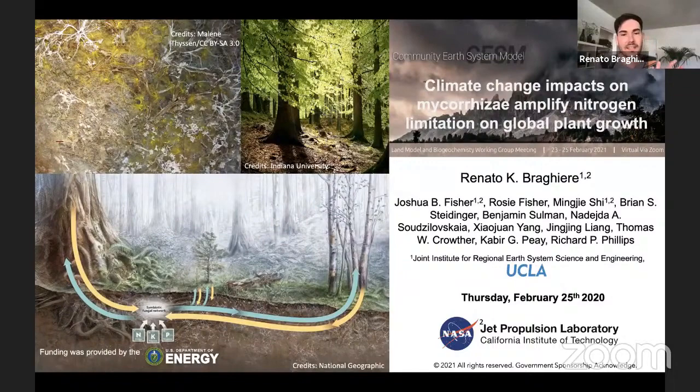Okay, thanks, Danica. Thanks for having me. My name is Renato Braghiere. I'm a postdoc at NASA Jet Propulsion Laboratory. And today I want to talk with you about how climate change impacts on mycorrhizae may amplify nitrogen limitation on plant growth globally. I want to thank all my collaborators that helped me with this research and DOE for providing funding.